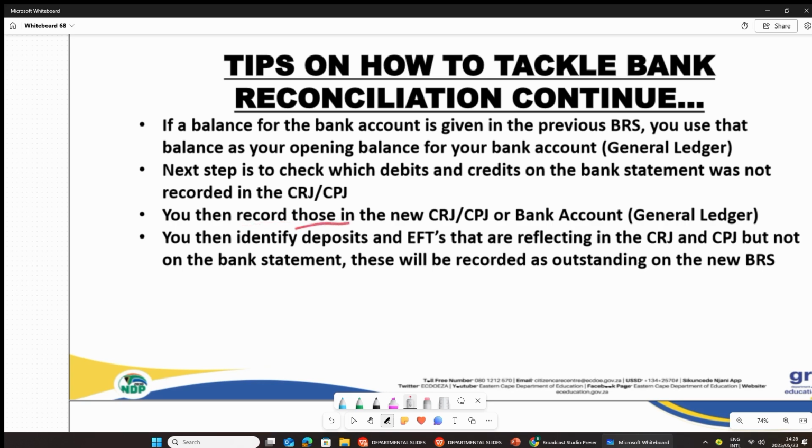When I say those, I'm referring to these debits that you see at the top in the new CRJ, CPJ, or the bank account in the general ledger. After that, you have to identify any deposits and EFTs that are reflecting in the CRJ and the CPJ, but not, very important, on the bank statement. These will then be recorded as outstanding on the new bank reconciliation statement.